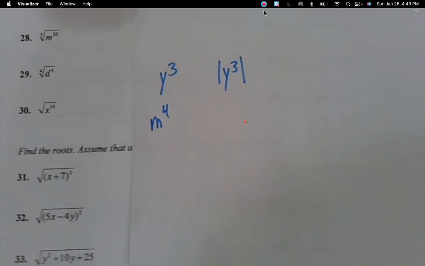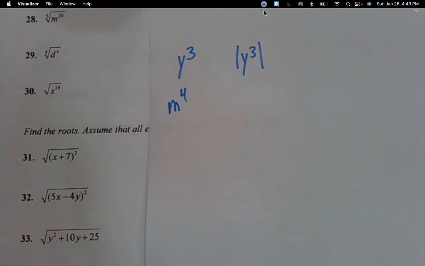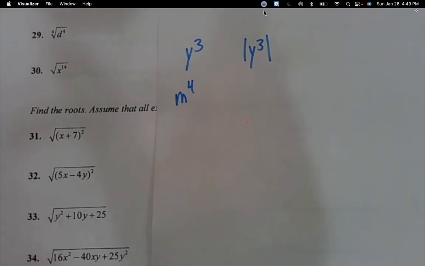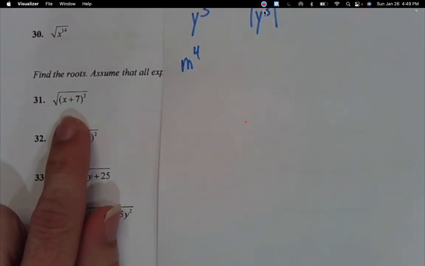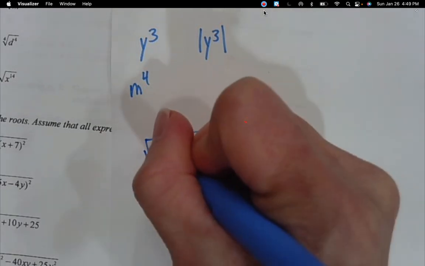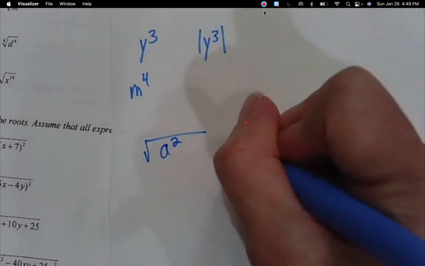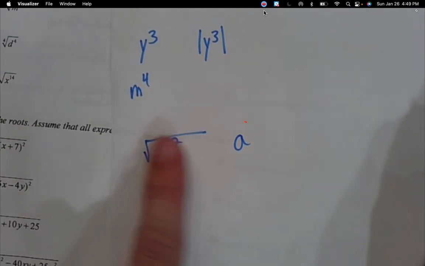I want to make sure I go over some of these with you because I don't know if I did any like this. The opposite of squaring something is to take the square root. I'm going to make up some like it. Let's say that I have the square root of a squared. Well, that's just a. See how the square root and the square basically kind of cancel each other out? It's like they divide out to 1.